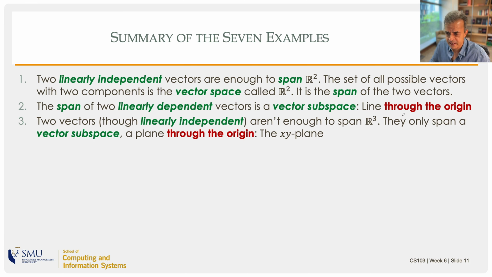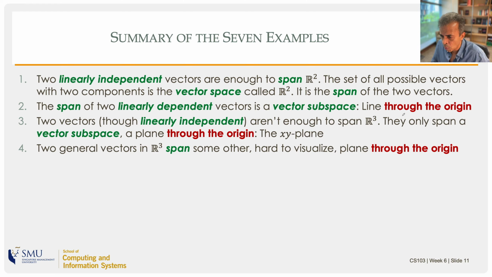Moving on to example number 4, where we dealt with R3, 2 linearly independent vectors are not enough to span all of R3. They span only a vector subspace in the case that we looked at. This was an XY plane. Two general vectors in R3 will span some other harder to visualize plane through the origin. It's again through the origin. Through the origin is in red because that's an important constraint.